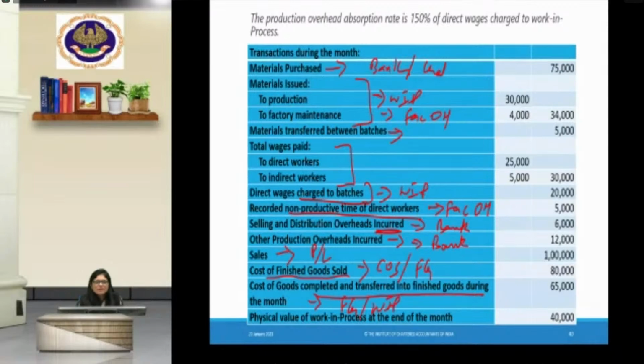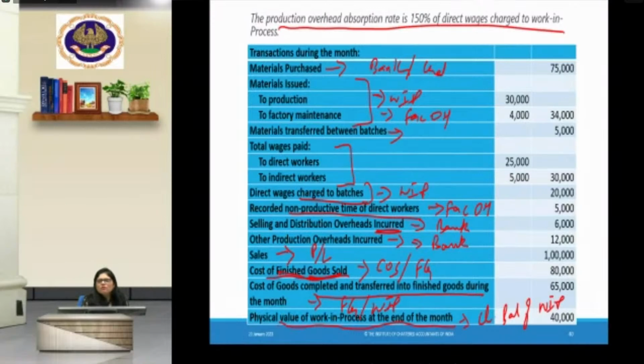Here, so first is cost of finished goods sold. It will be transferred to COS, and cost of goods completed, the product of WIP, will be transferred to the finished goods account. Physical value of WIP, so this is the closing balance of WIP. Closing balance of WIP. Clear? So I've just explained how it is to be done.